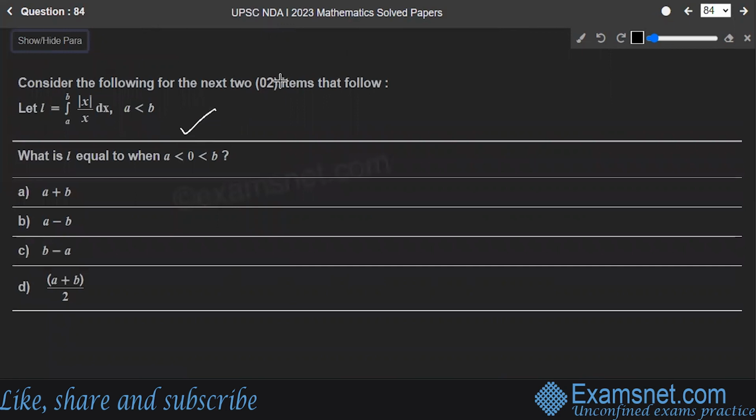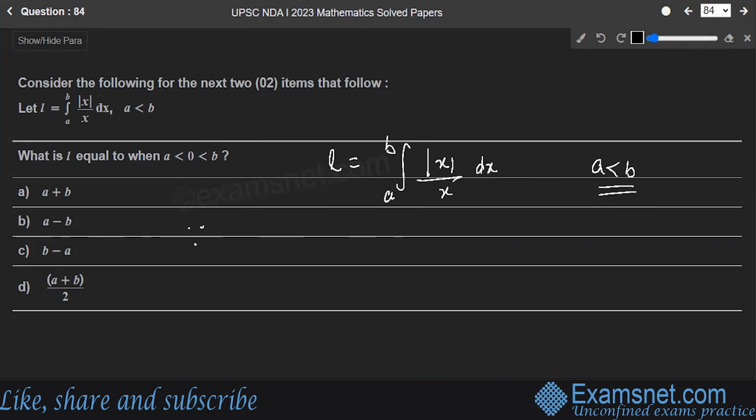So this is the particular statement, and you have to solve questions 84 and 85 based on the statement only. Let L is equal to integral a to b of mod of x upon x dx, where a is less than b. What is L equal to then, where a is less than 0 and b is greater than 0? Now you are given that L is equal to integral a to b of mod of x upon x dx, right? Now this is the possibility when it is given that a is less than b.